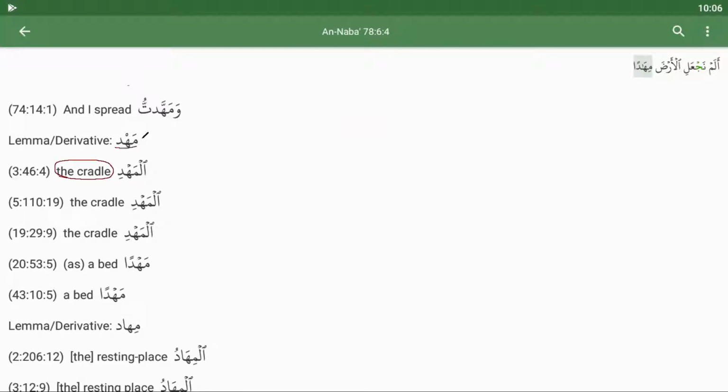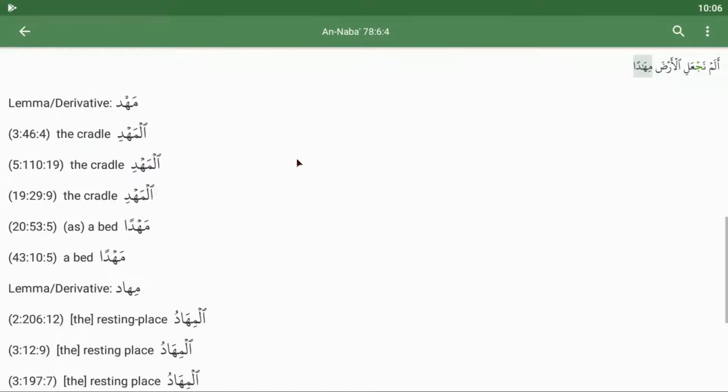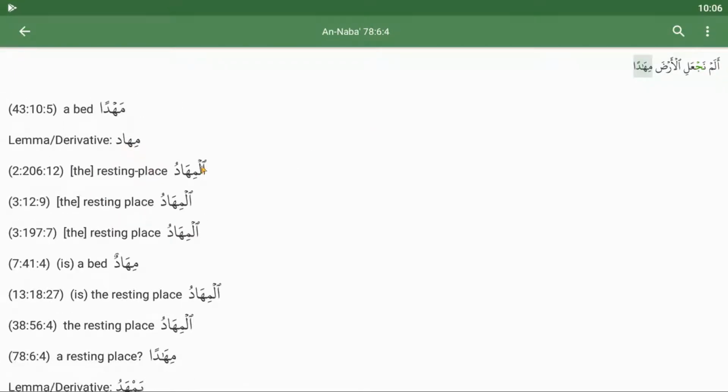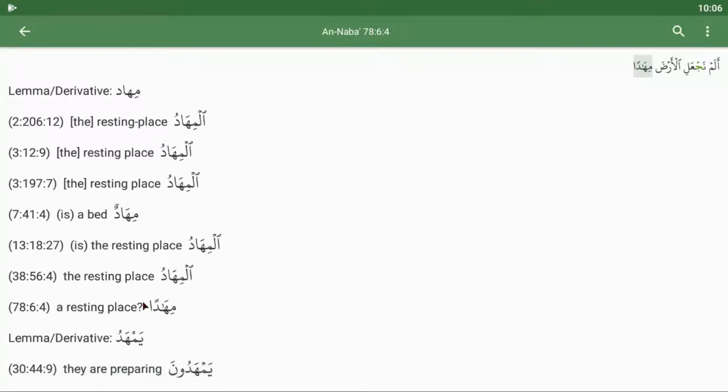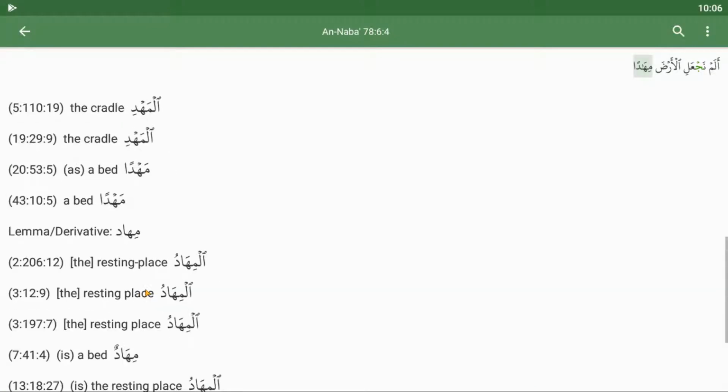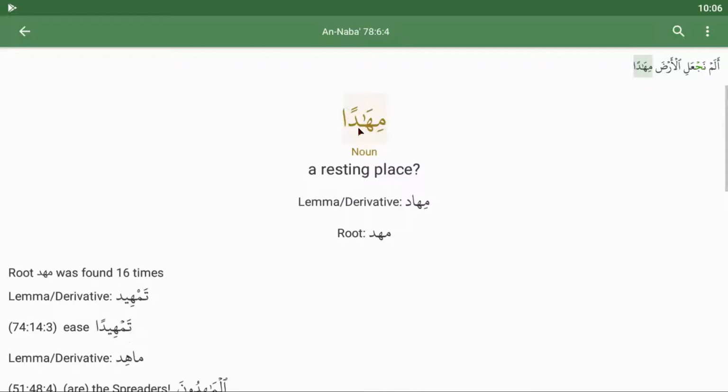Mahd means a cradle, the child which says al-mahdi. Al-mahdi wa kahla. Isa alayhi salam was in the cradle, right? He spoke in the cradle. And mahda as a bed is also used. Now here, mihad, al-mihad, is the resting place. All the mihads are resting places. And yamhadu as a verb means they are preparing. So there are several meanings, but mihad means a resting place.